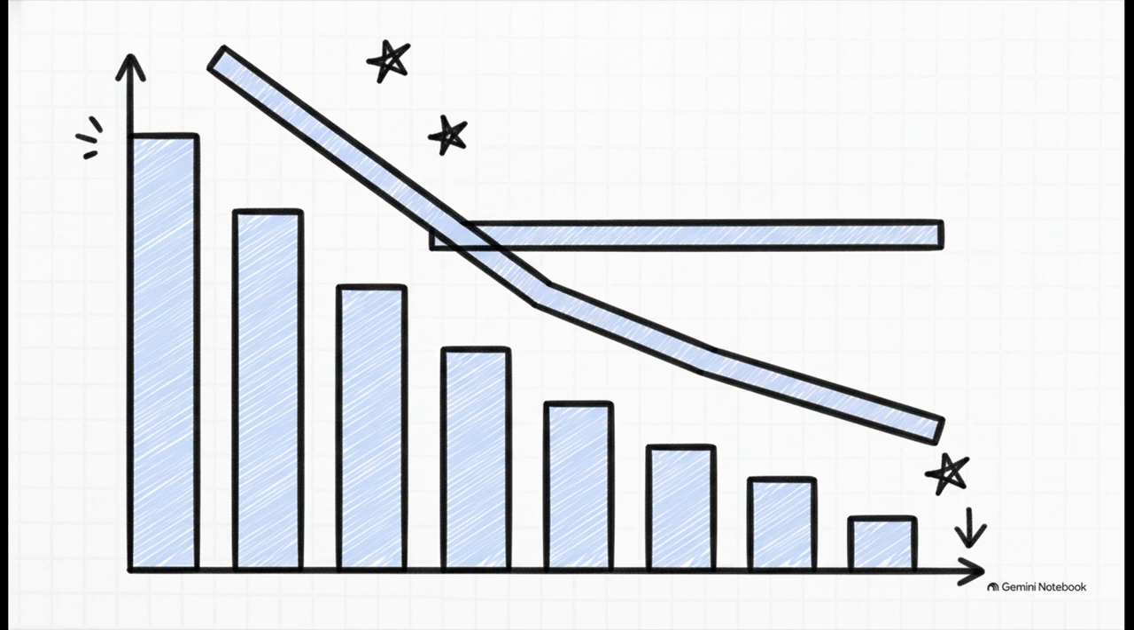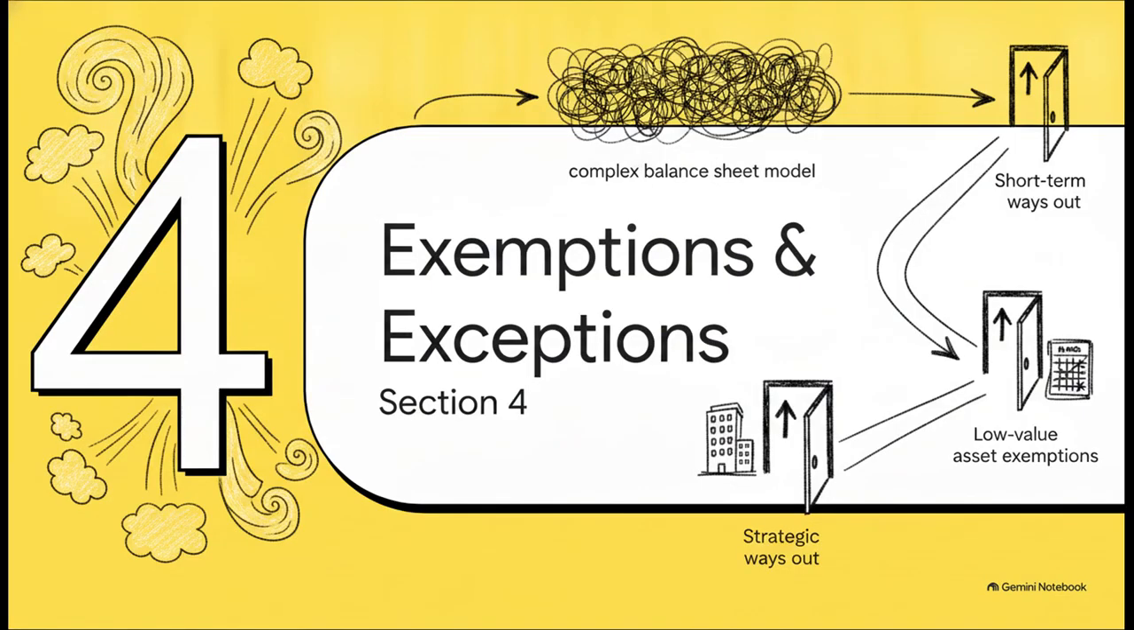This front-loading effect is a massive deal for a company's profit and loss statement, and I can almost guarantee you'll see a multiple-choice question about it on your exam. It's just too good to pass up. Let's take a quick breather and move to Section 4, Exemptions and Exceptions.